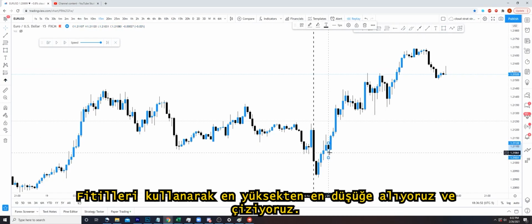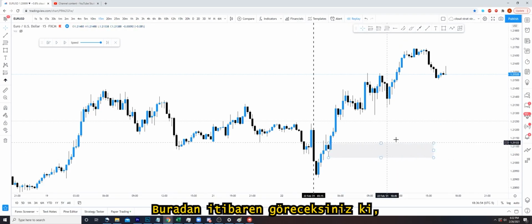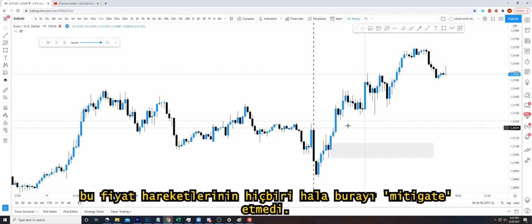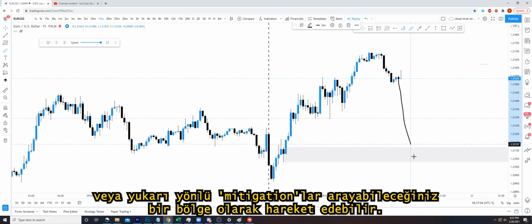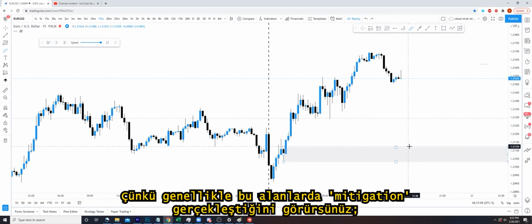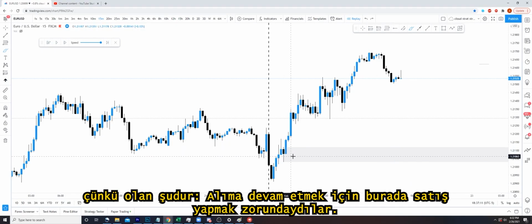We take the high to the low using the wicks, and we draw that out. Now, you'll notice that this price action has still not been mitigated. So in the future, this area right here can act as an area where you can look for potential bullish price action or mitigations, because usually you will see mitigation occur at these areas, because what happened is they have to sell here to continue buying.